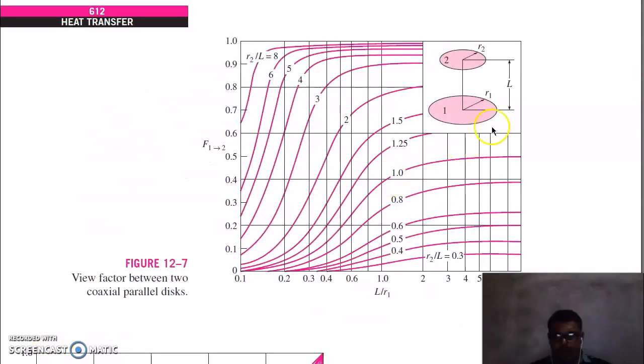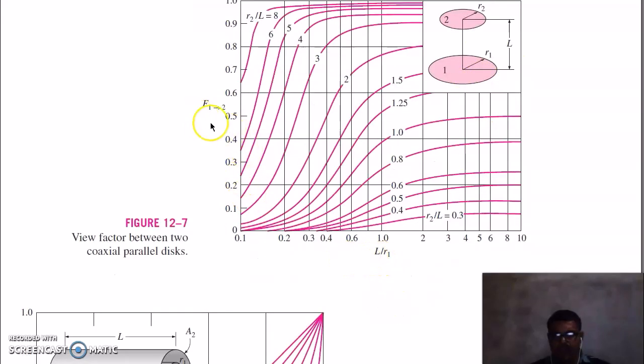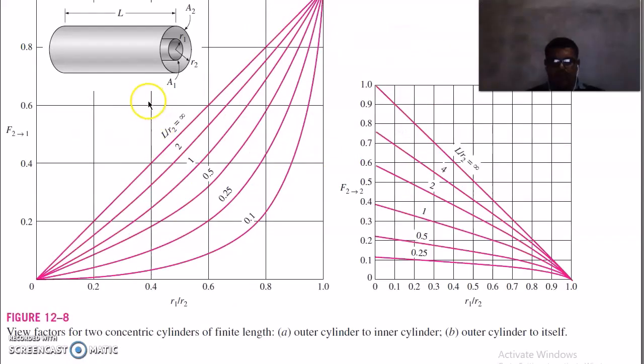This is the view factor between two coaxial parallel discs separated by distance L with radii R1 and R2. This view factor is for 1 to 2, plotted against L by R1 for various values of L by R1, and these lines represent the R2 by L ratio. Here is the view factor for two concentric cylinders of different length. In this graph, it is outer cylinder to inner cylinder, and this is the R1 by R2 ratio. You can also see that if R1 becomes equal to R2, the inner cylinder becomes equal to the outer cylinder.